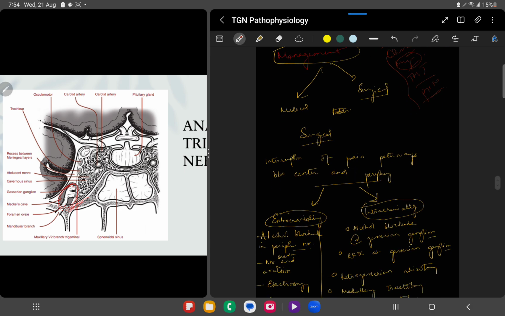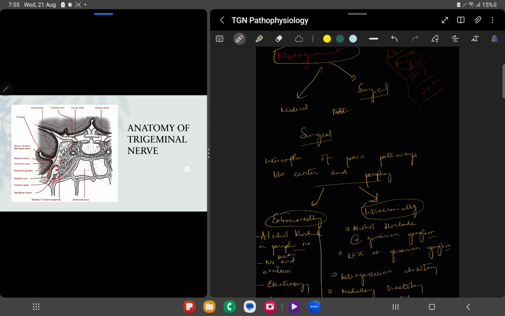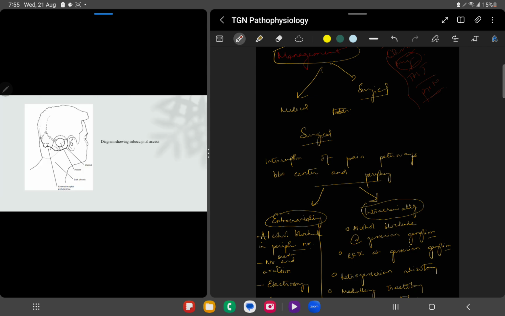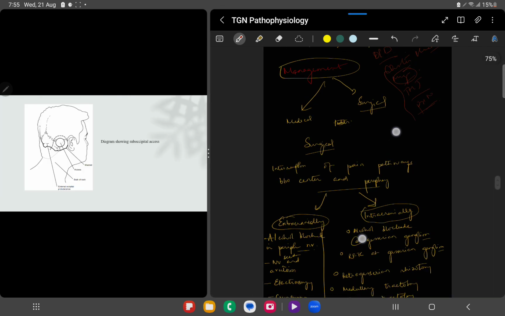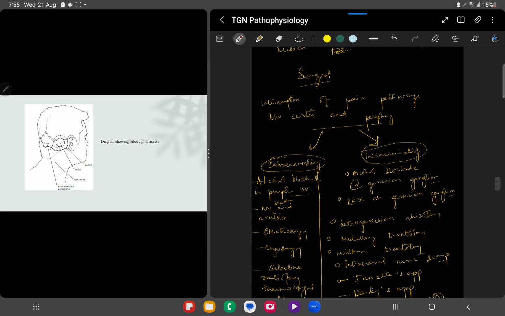Now if we see this management, we are going to talk about the medical and surgical management. Before talking about the medical management, I am going to discuss the surgical things. Then I will briefly talk about medical and surgical techniques.